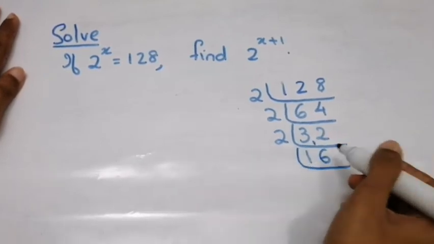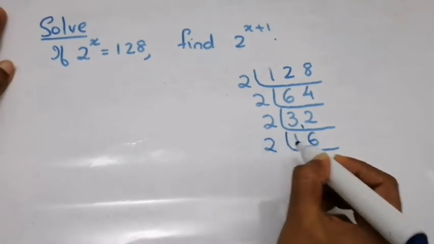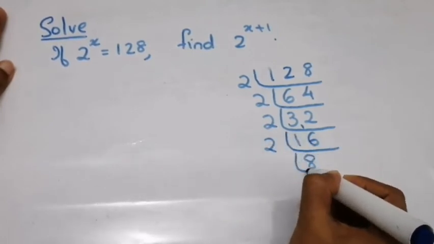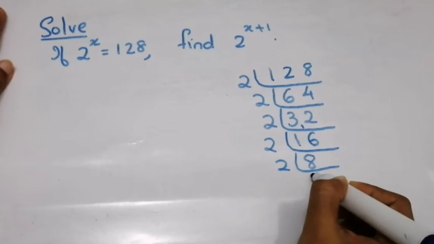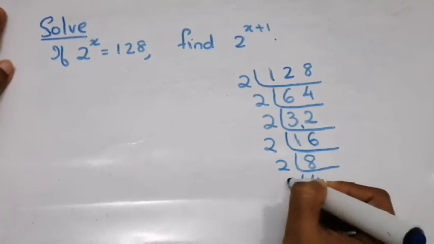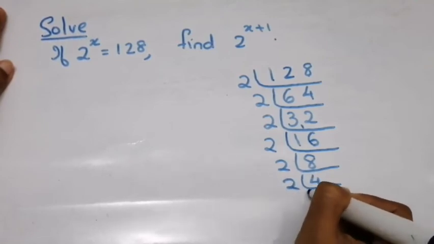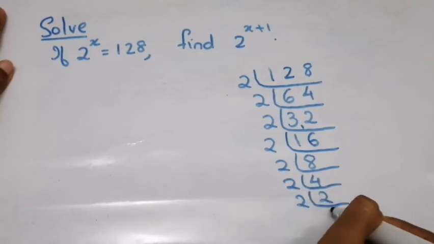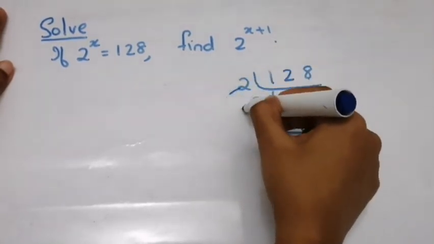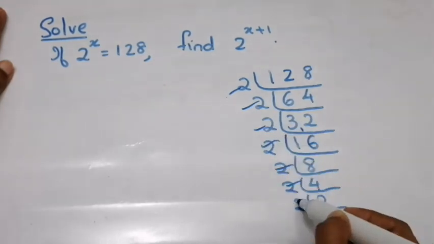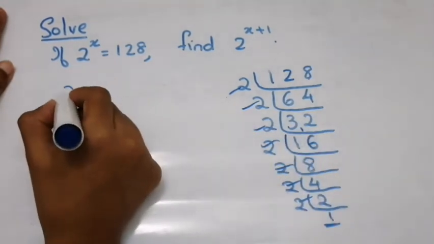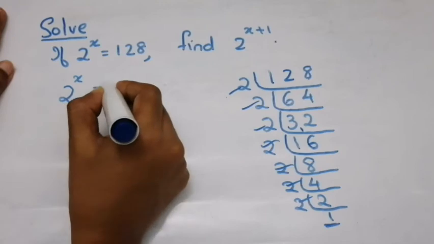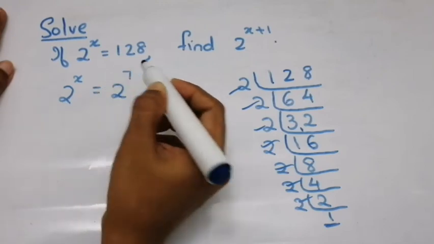2 into how much is 12? 6 times. Next, 2 into 8 is 16. Next, 2 into 4 is 8. Next, 2 2s are 4. Next, 2 1s are 2. So how many 2s are there? 1, 2, 3, 4, 5, 6, 7. So I can write, instead of 128, I can write 2 to the power 7.